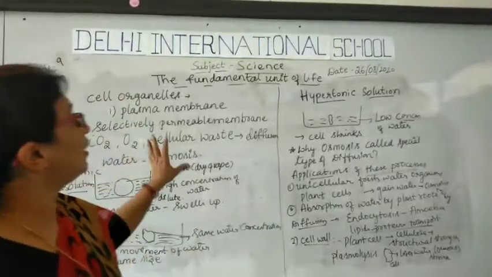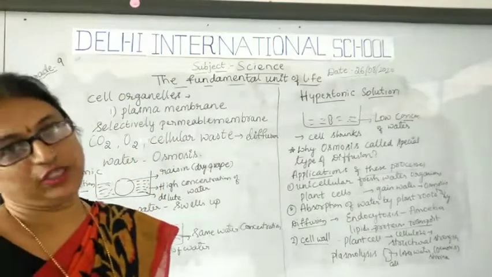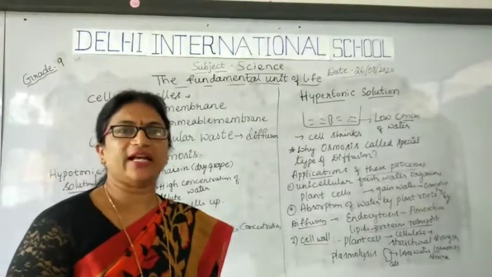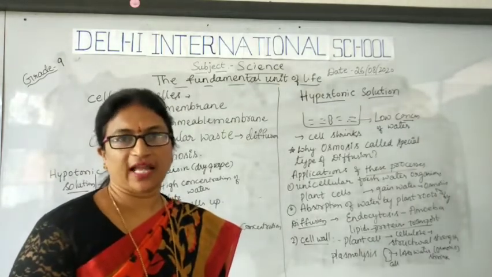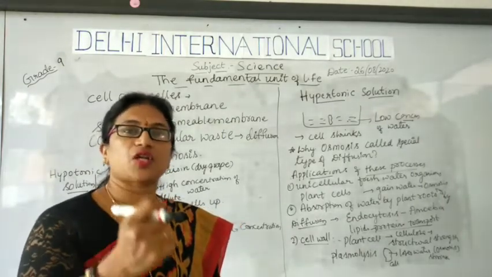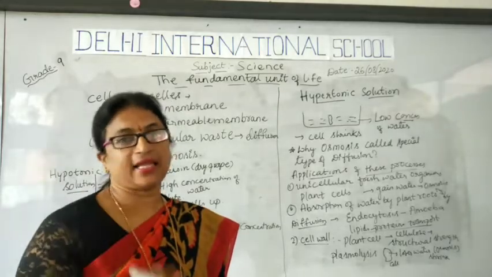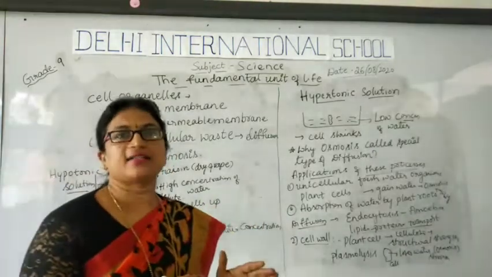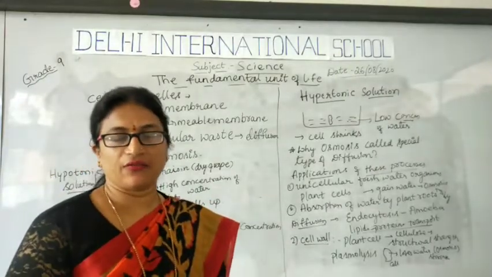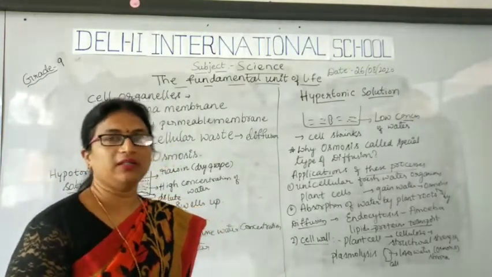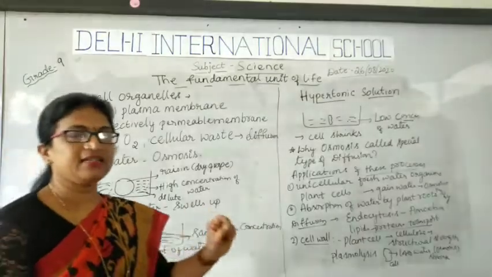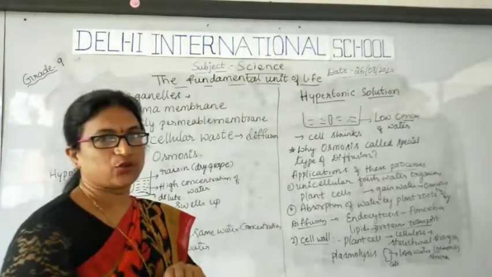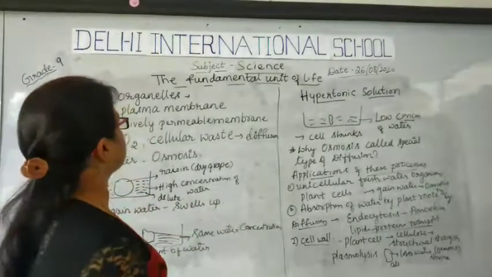Today we will continue the chapter, the fundamental unit of life. In the last class we have seen what is the fundamental unit of life. That is, the basic structural and functional unit of life is the cell, like the brick in a building. The cell helps to construct our body. Of all living organisms, the cell is the basic structural and functional unit.